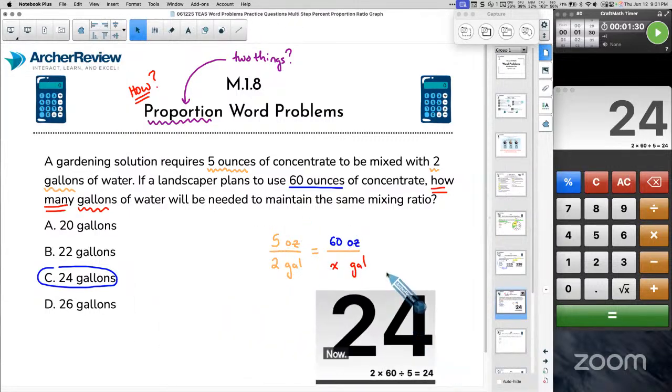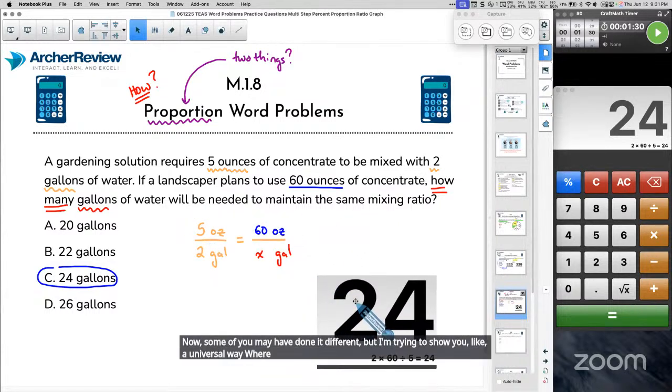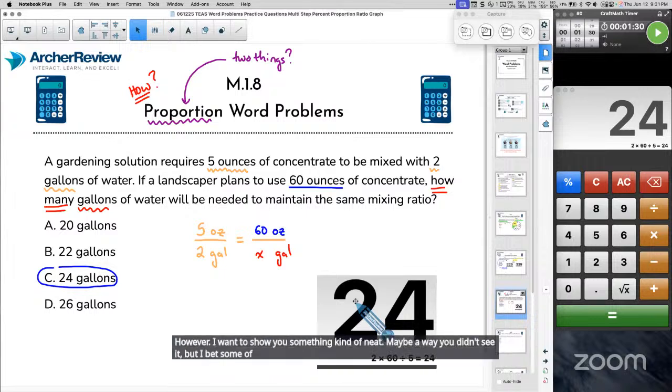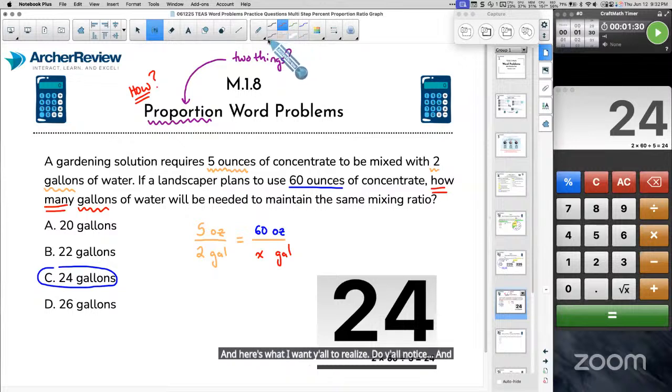Now, some of you may have done it differently, but I'm trying to show you a universal way where you're not sitting there second-guessing yourself of should I be multiplying by this number, should I be dividing by this number? However, I want to show you something kind of neat. Maybe a way you didn't see it, but I bet some of y'all did because some of y'all popped in answers within 10 or 20 seconds after I put the question up here. So I'm guessing some of y'all may have done it slightly differently. And I don't expect you to do this on the TEAS test. I'm just showing you something neat behind the scenes.